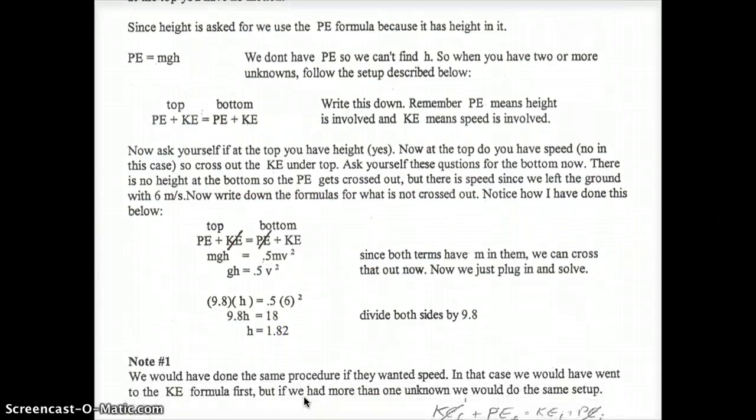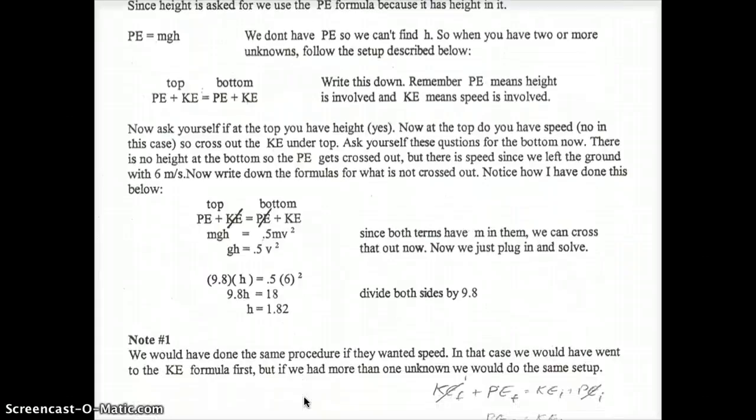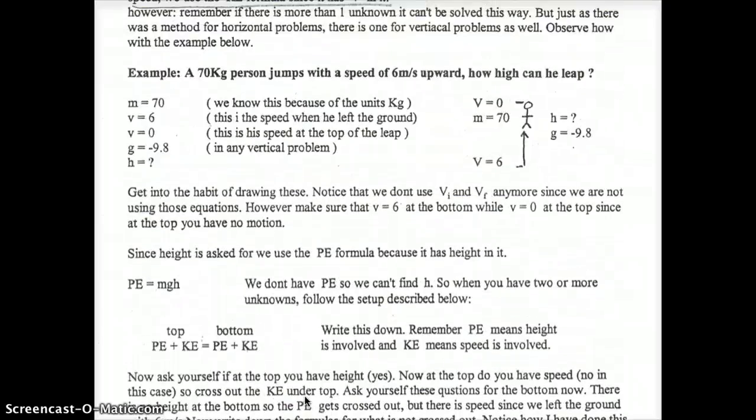So I'd just like to put a quick note in here that we would have done the same procedure if they wanted speed. In that case, we would have gone up to the kinetic energy formula first, but if we had more than one unknown, we would do the same setup. So you don't really need to worry about that, but you always are going to use the same setup when they mention speed and height.